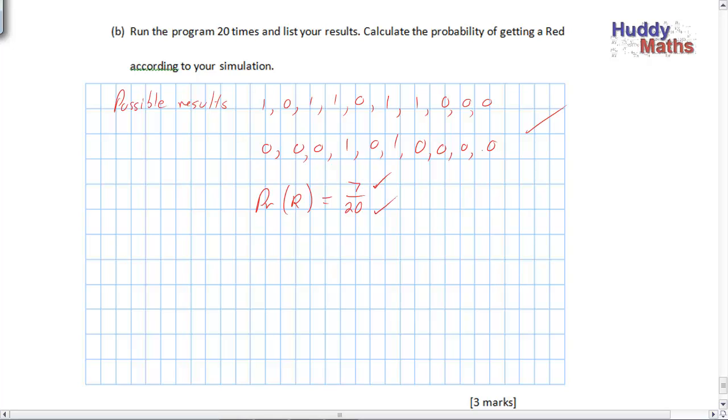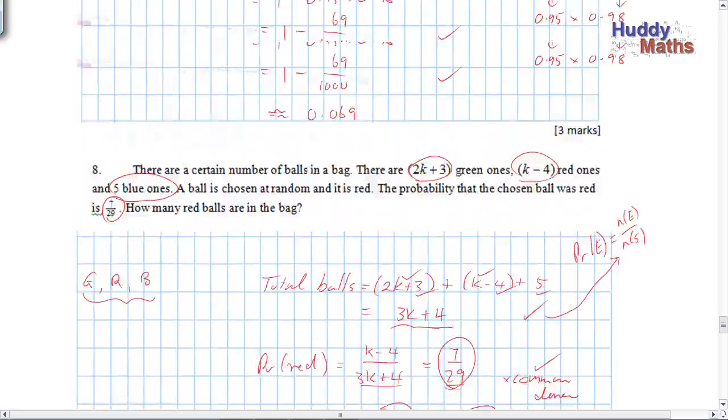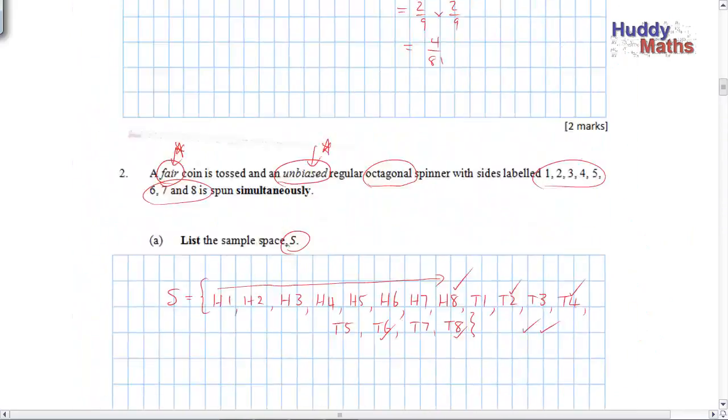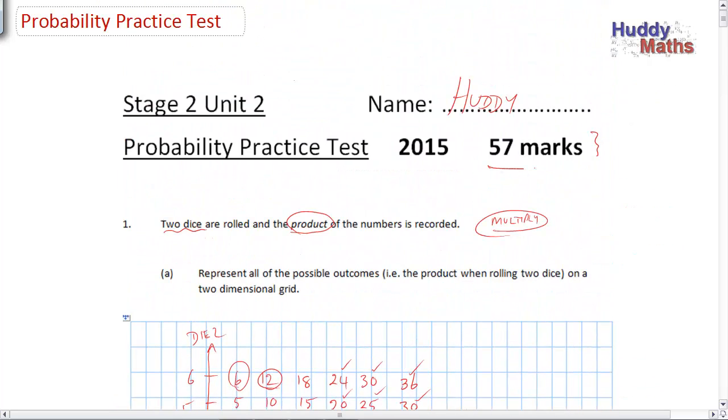So how did you go? I want you to total up all your answers there, all your marks, and it's out of 57. I think if you could get 50 out of 57, you're going well, but we won't grade it now.